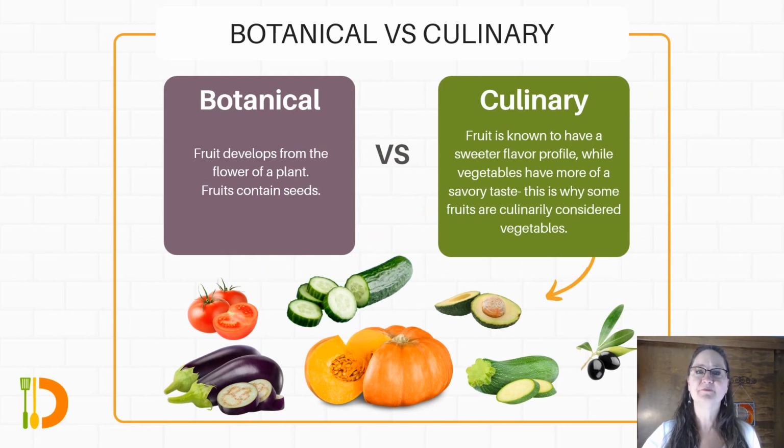Why is there a difference between the botanical definition of fruit and the culinary definition? So botanically, a fruit develops from the flower of a plant and contains seeds. However, in the culinary world, fruit is known to have a sweeter flavor profile, while vegetables are more savory. This is why some fruits are culinarily considered vegetables, even if they're botanically a fruit.